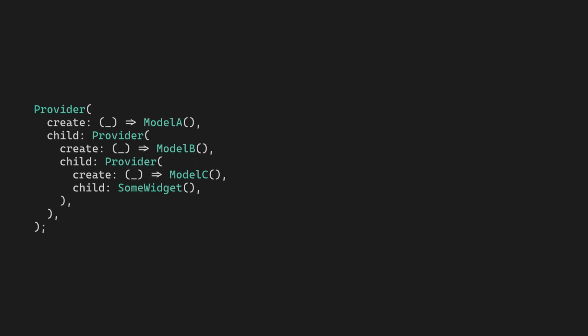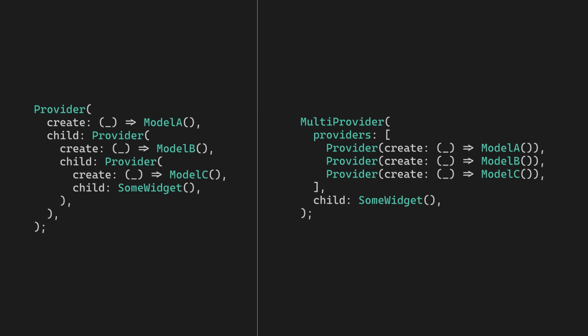MultiProvider first. Multi is short for multiple. It provides multiple providers. Imagine you provide multiple objects like this. Using the normal approach, you'll end up with this nested hierarchy of widgets. Instead of this mess, we can clean things up and have all of the providers in a neat list. We will come back to MultiProvider to see how we can combine providers even more.